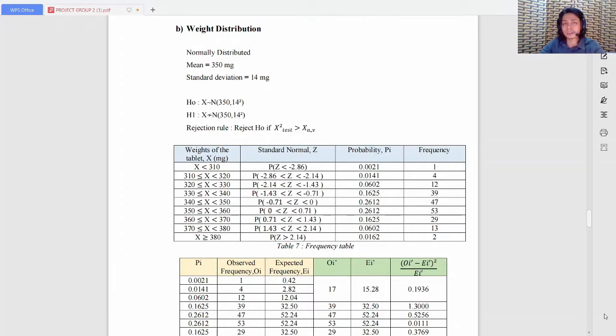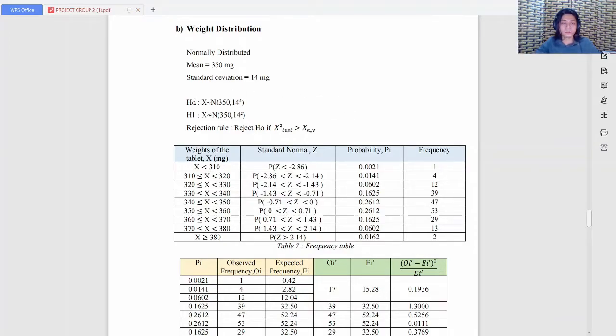FDA authorities require that the weight of standard tablets produced by manufacturers should be normally distributed with a mean of 350 mg and a standard deviation of 14 mg. We have to test the sample data of Lajak Kuruih tablets to see whether it meets the expectation or not. So, the goodness of fit test is used to check the distribution of the Lajak Kuruih sample data.